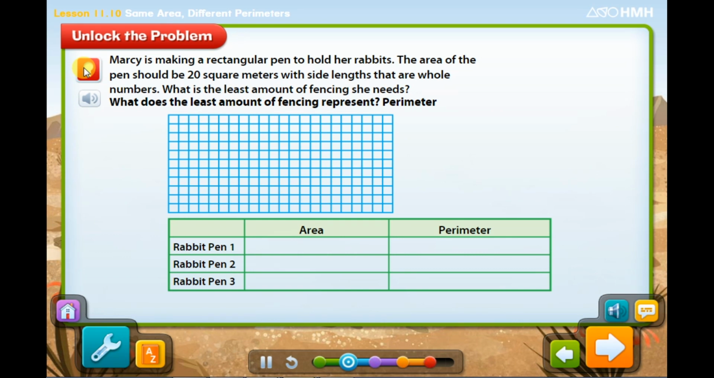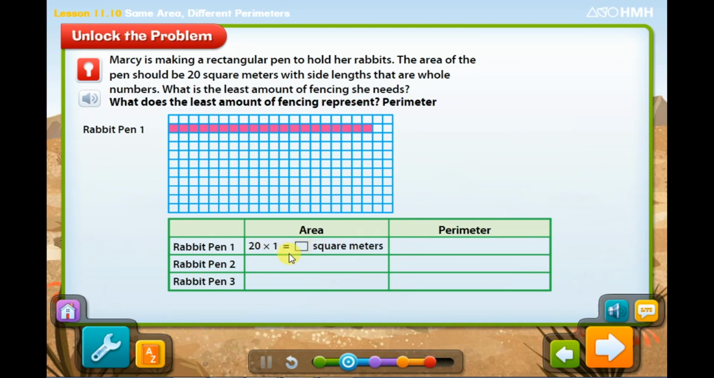rectangles. First, arrange the 20 tiles in one row to form a rectangle. So first, we will make it in one row. So 1 times what will give me 20? 1 times 20. So I will make one row with 20 tiles. What multiplication equation will give you the area of rabbit pen 1? How many rows? 1. The number in the row is 20. So it will be 20 times 1. 20 times 1. And what's the area?